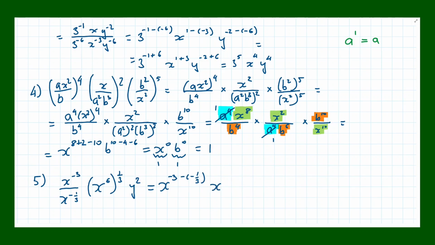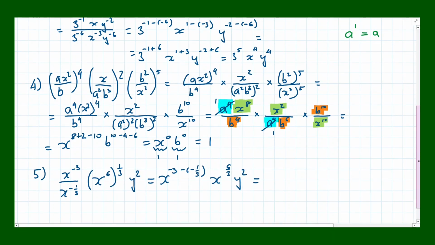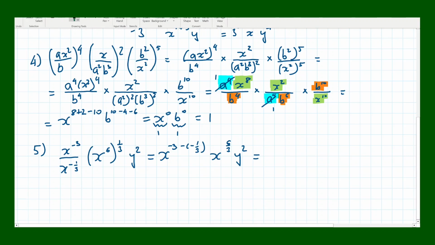And in the middle term, I've got x to the 6 raised to the 1/3. So that's just going to be 6 times 1/3, which is 6/3. And y squared comes along for the ride. I'm going to make a little bit more space. I'm going to also change color, and we're going to deal with minus 3 plus 1/3, simply because taking away a negative number is always an addition.